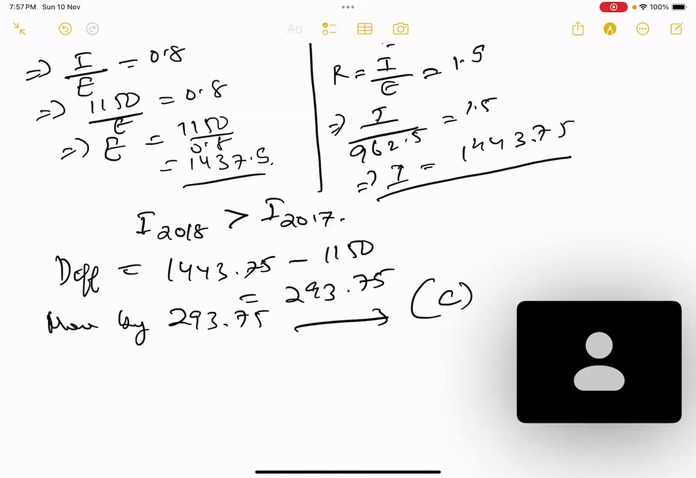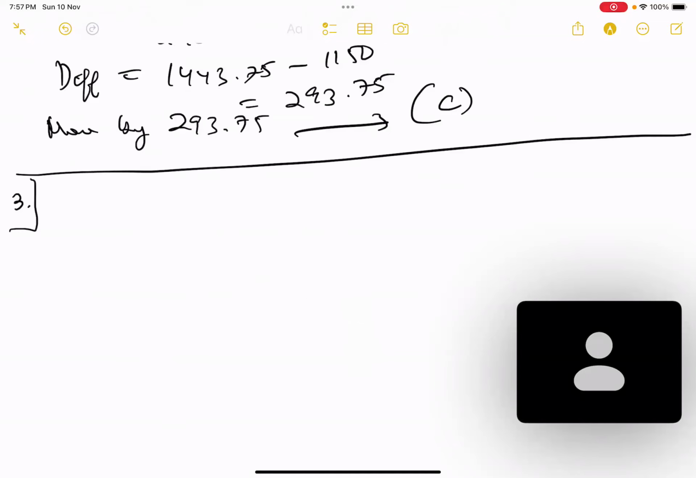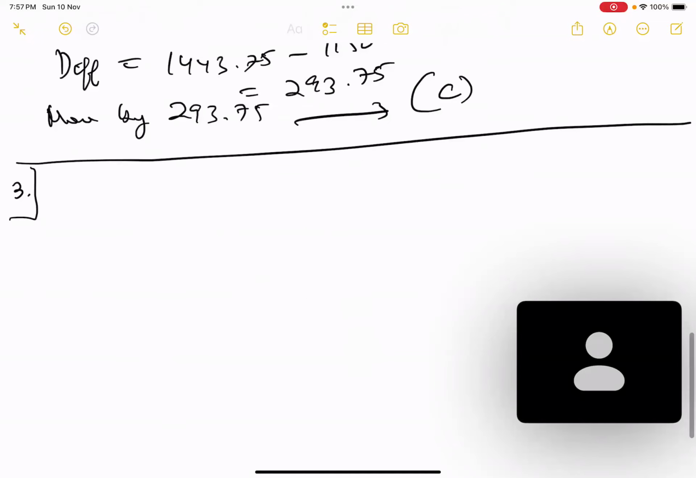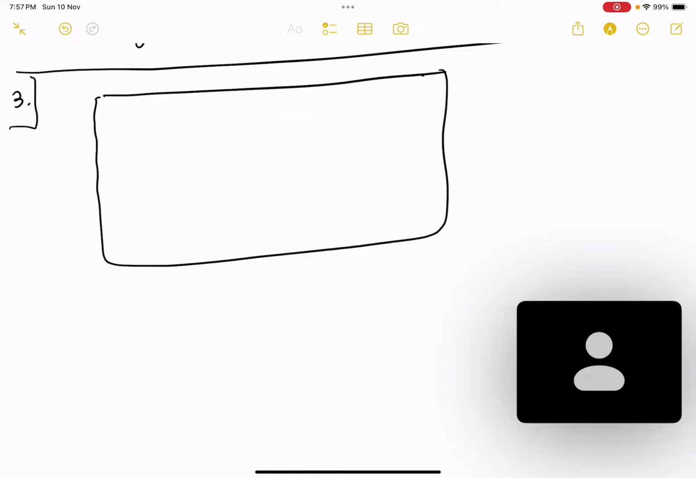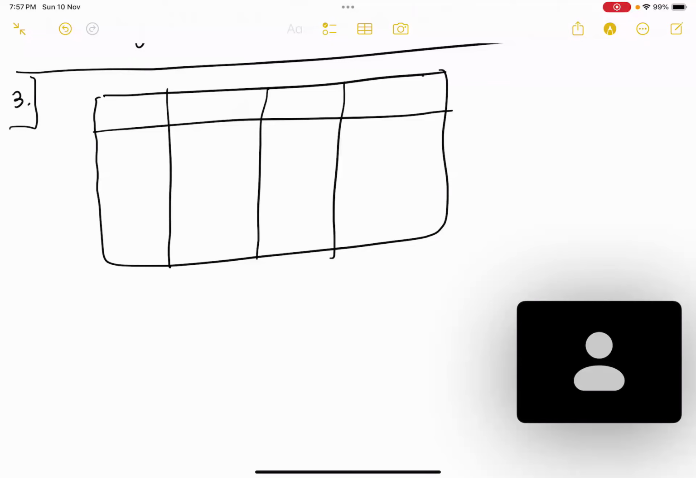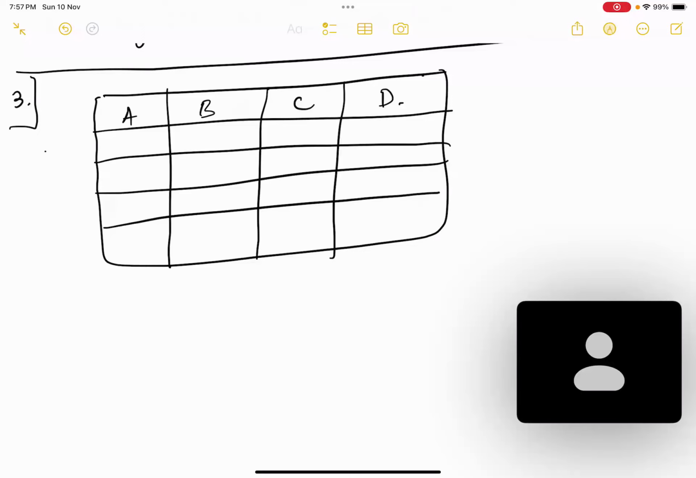Question number 3. In this figure, we have 4 sections of class 9: A, B, C, D. The first section of the first horizontal row is the students who have failed in both exams. There are 2 types of exams. First is the half exam.